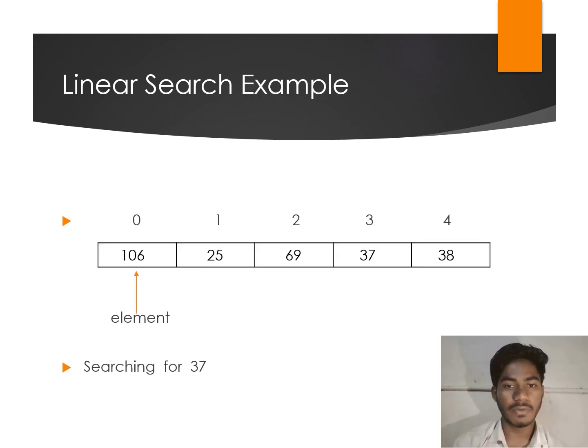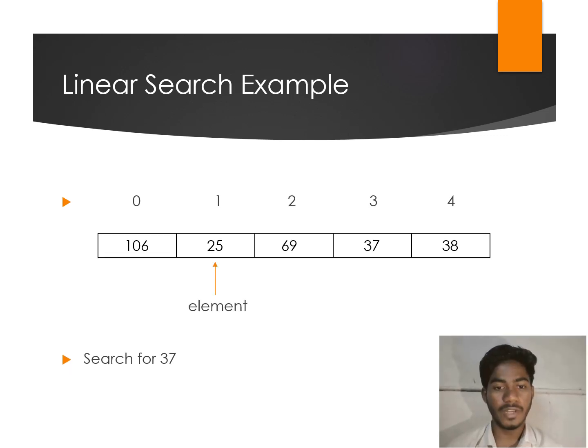Now let's see an example for linear search. Here an array is given and the size of the array is 5. At index 0, we have 106, at index 1, we have 25, at index 2, we have 69, at index 3, we have 37, and at index 4, we have 38. And we are going to search for element 37. In linear search, the first element is compared with the element that we are going to search. Here 106 is not equal to 37, so it moves to the next step.